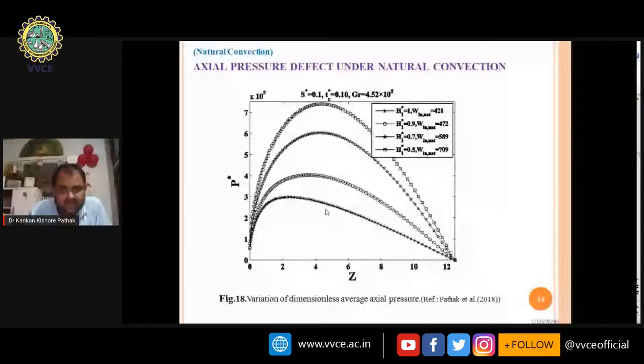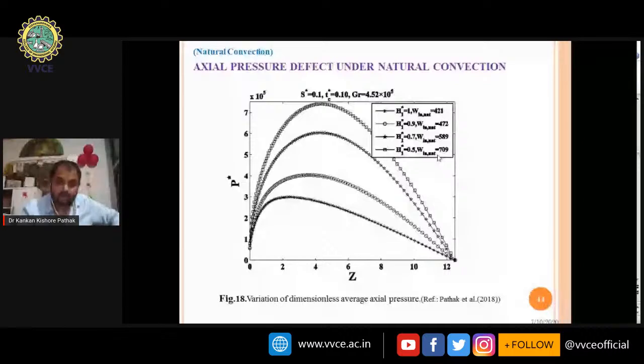And we can notice one thing: whenever the non-dimensional variable height fin H1 star is 0.5, that is less than 1, the axial pressure defect is always more. That means the pressure defect is more whenever H1 star is less. This is directly because the resistance offered by the variable height fin is very low. That is why the induced velocity is more. Because of the higher induced velocity, the resistance will be lower and the pressure defect will be more.